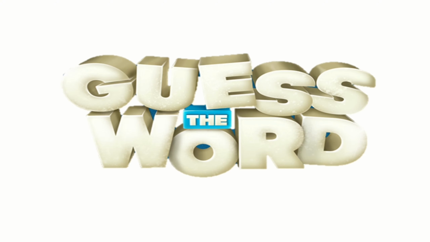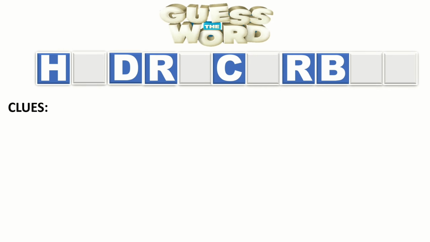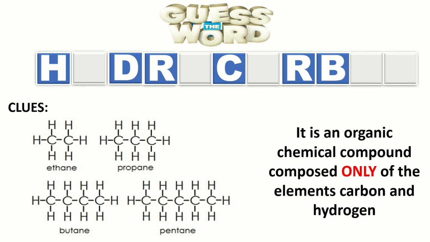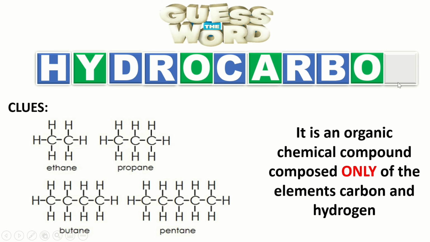Now let's do this activity. Guess the word. Let's try to identify this word. We have our clues. These are the structural formulas of its kind. And it is an organic chemical compound composed only of the elements carbon and hydrogen. Very good. Hydrocarbon.